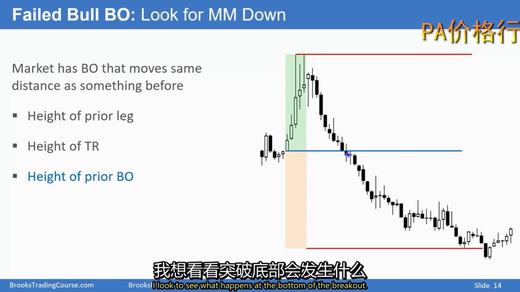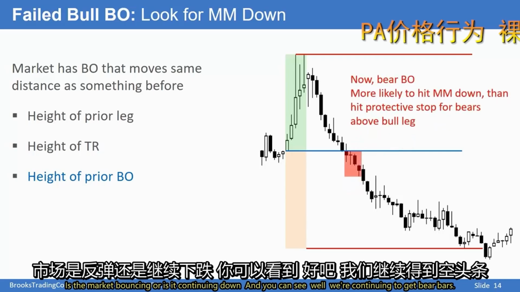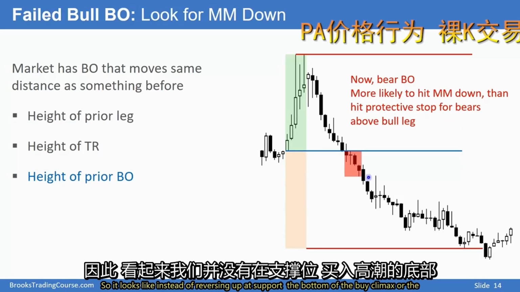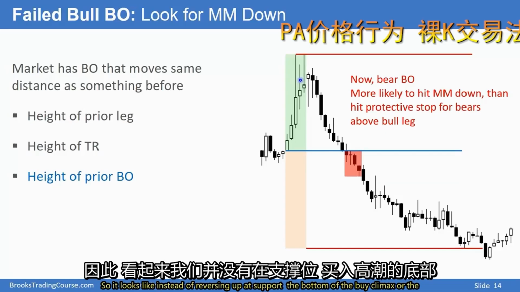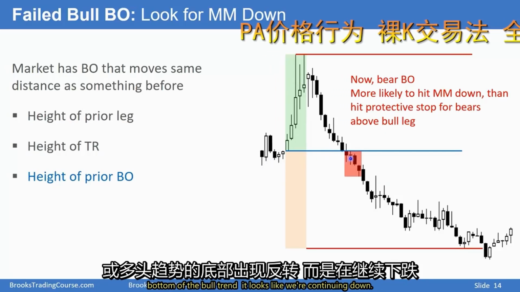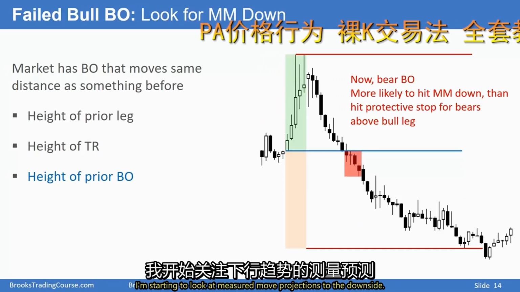I look to see what happens at the bottom of the breakout. Is the market bouncing or is it continuing down? And you can see, well, we're continuing to get bear bars. So it looks like instead of reversing up at support, the bottom of the buy climax or the bottom of the bull trend, it looks like we're continuing down. I'm starting to look at measured move projections to the downside.